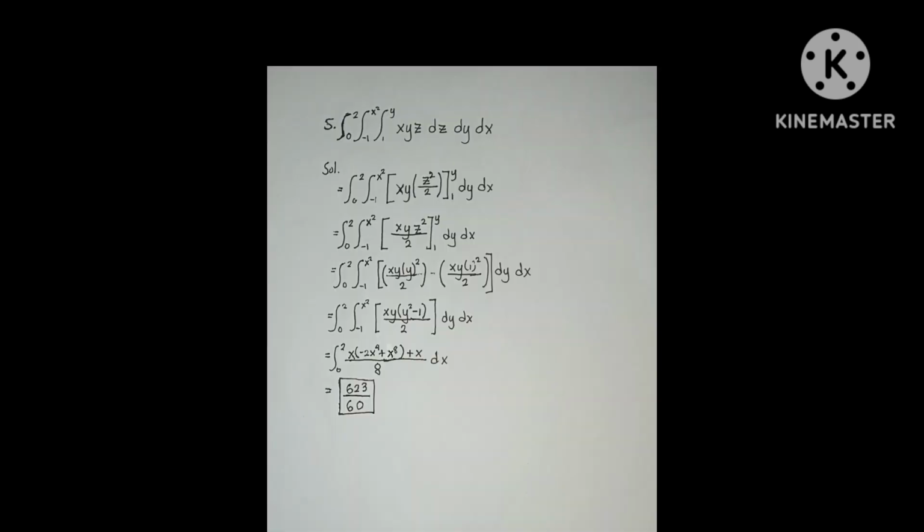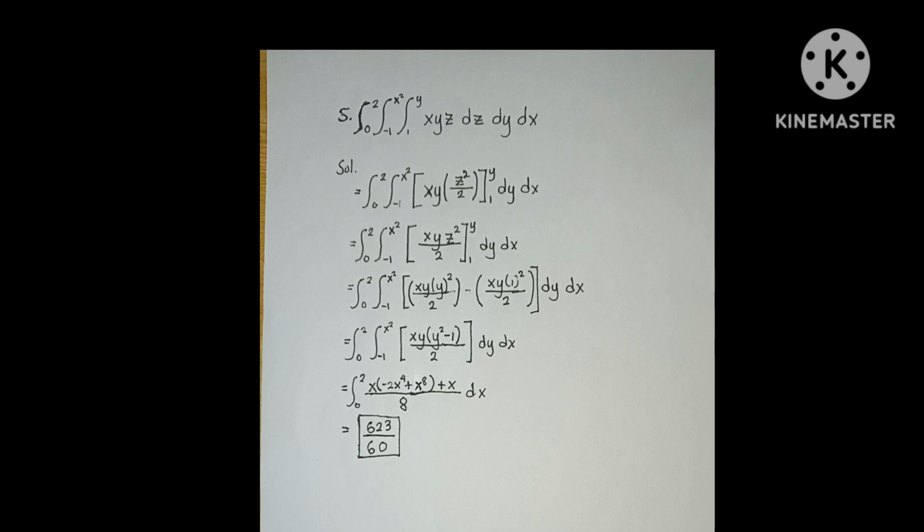So now we have an exercise. This is number 5 in our Let's Do It workbook. In number 5, we have the integral from 0 to 2 with respect to x, and the integral from negative 1 to x squared with respect to y, and the integral from 1 to y with respect to z of xyz. To solve this, first we're going to get the center. The center of this problem is the integral from 1 to y with respect to z of xyz.